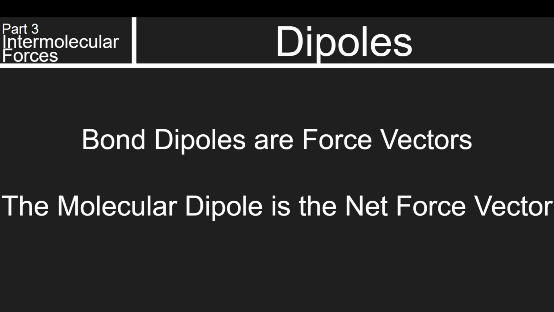If you've done anything with engineering or vectors in math or in physics, you'll be familiar with how to work with vectors. If you're not, that's okay. This will be where you learn it. It's pretty simple. So there's bond dipoles and molecular dipoles. If the bond dipole is the force vector, then the molecular dipole is the net force vector. It's the total vector where you add up all of the force vectors to see the result. This might sound confusing, but it's actually pretty simple.